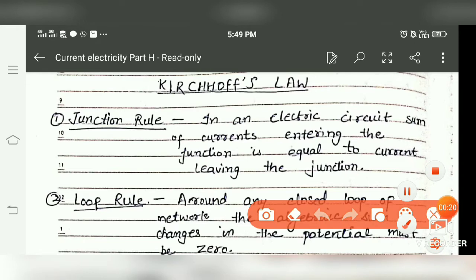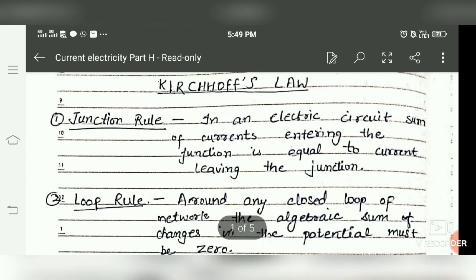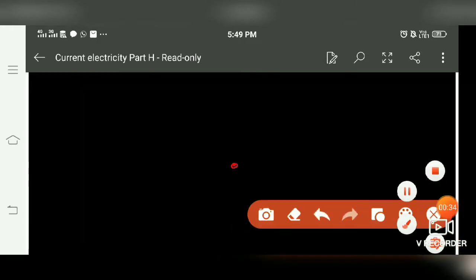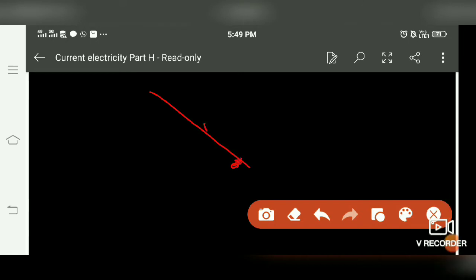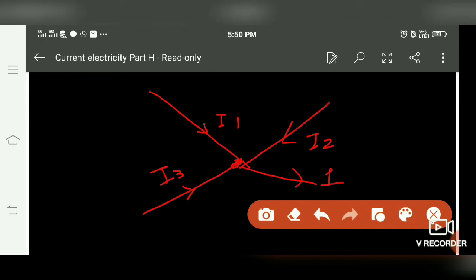What does it state? It states that in an electric circuit, the sum of current entering the junction is equal to the sum of current leaving the junction. It means, suppose this is a junction, and this is current I1, entering. This is current I2, also entering the junction. This is current I3, also entering the junction, and this is current I4, but this is leaving the junction.